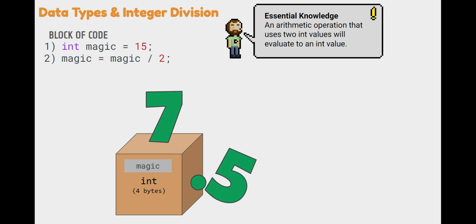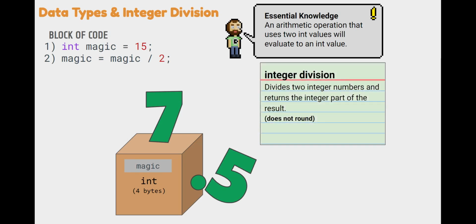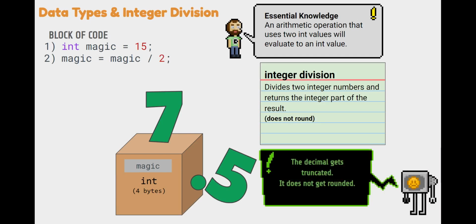So what happens when we try to put that in? Our essential knowledge says an arithmetic operation that uses two int values will evaluate to an int value. That's going to evaluate to a 7. We had an integer divided by an integer. It's going to give us the answer as an integer. This is known as integer division. When you divide two integers, it's going to return the integer part of the result. It doesn't round. That 0.5 gets truncated. That means it just gets thrown away.